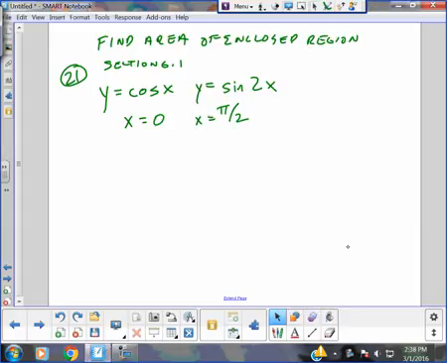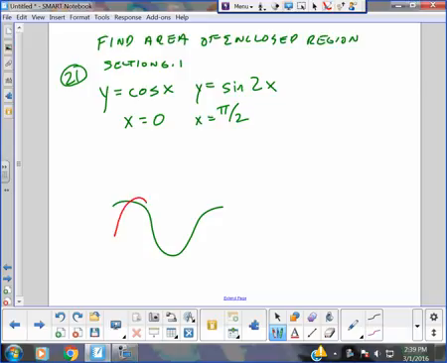All right, so I want to find the area of an enclosed region. This is out of our textbook, section 6.1, number 21, Stewart. And I have four curves going on. I got y equals cosine x, which we remember is some sort of sinusoid. We also have sine 2x, which remember has a period of 2. We'll do that up here in a second. And we have two vertical lines, x equals 0 and x equals pi over 2.